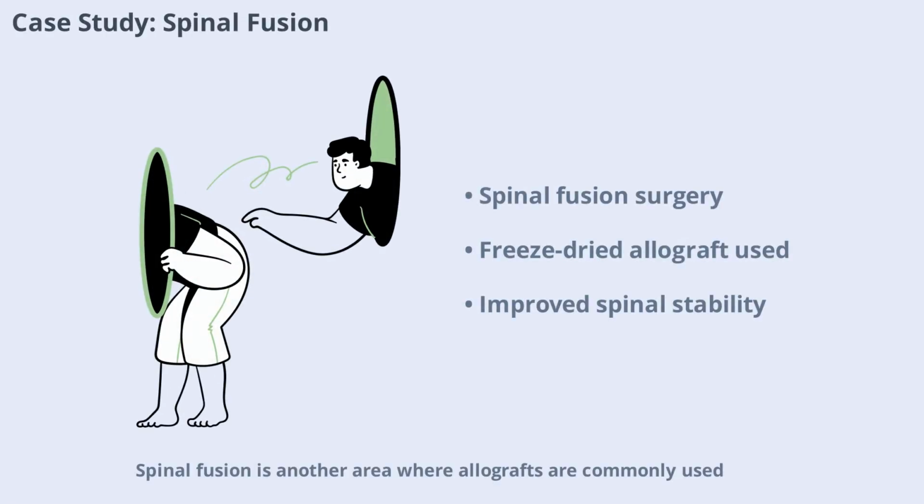Spinal fusion is another area where allografts are commonly used. In this case, a patient underwent spinal fusion surgery with a freeze-dried bone allograft. The graft provided a scaffold for new bone growth, leading to successful fusion and improved stability of the spine.